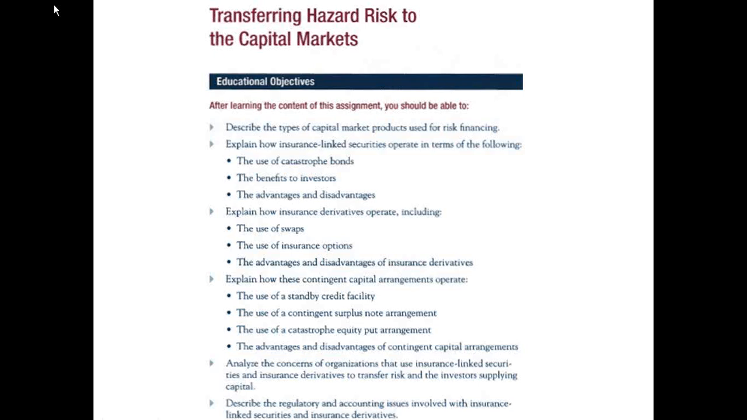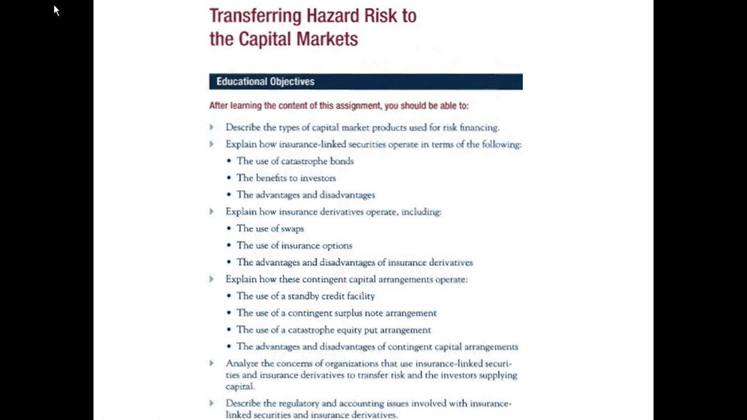And then be able to explain how insurance-linked securities operate in terms of the following: catastrophe bonds, benefits to investors, and advantages, disadvantages. And so we're basically going to be looking at each one of these different types. Explain insurance derivatives operating, including the use of swaps, and then the use of insurance options, and the advantages, disadvantages. And the next one, explain how contingent capital arrangements operate. So what would a standby credit facility, contingent surplus note arrangement, and catastrophe equity put arrangement, and again, advantages, disadvantages.